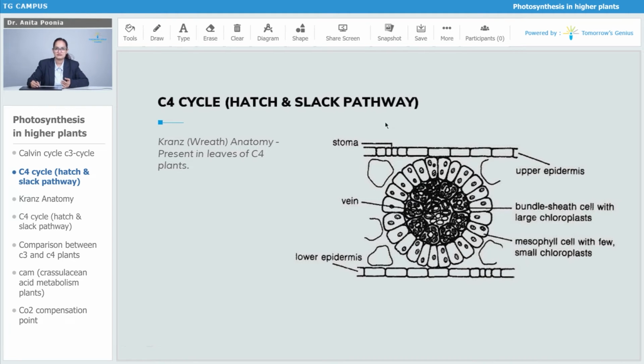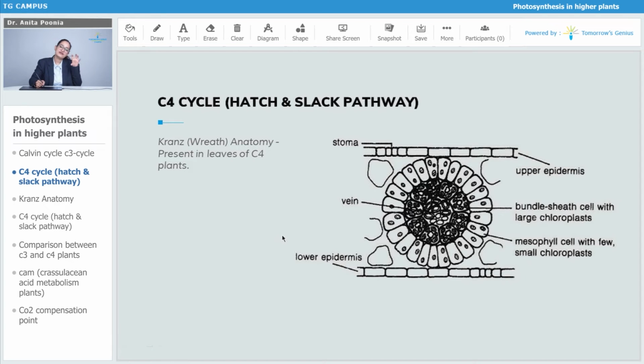Let's just get into this detail. So what exactly you see in here, you must be aware of this diagram. That's the stoma and the veins and the lower epidermis. You could see the upper epidermis, the bundle sheath cells with large chloroplasts, and the mesophyll cells with few small chloroplasts that you can see over here.